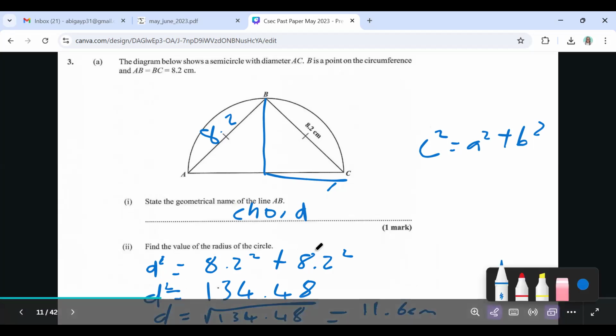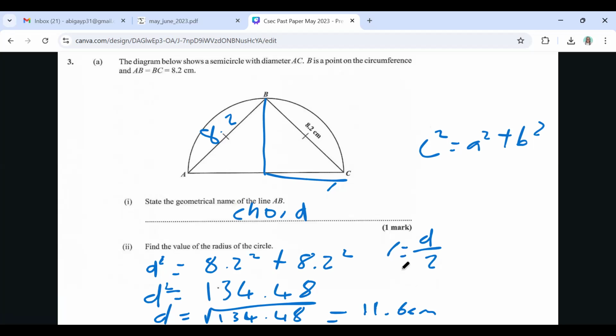And we know that the radius is half of a diameter. So R equals half of the diameter. So 11.6 over 2 will equal 5.8 centimeters. And that is our radius.